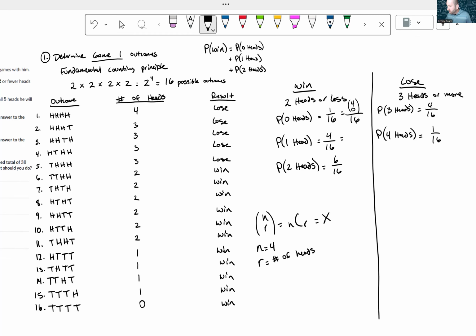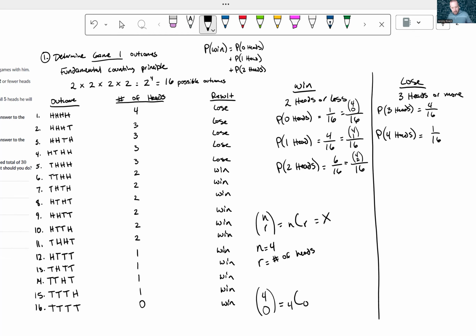To get the 4 is 4 choose 1 over 16. To get the 6 is 4 choose 2 over 16. I know we're kind of running out of room there, but hopefully you can see that okay. So you can write this as 4 choose 0, like that. That's just the notation for the combinations.